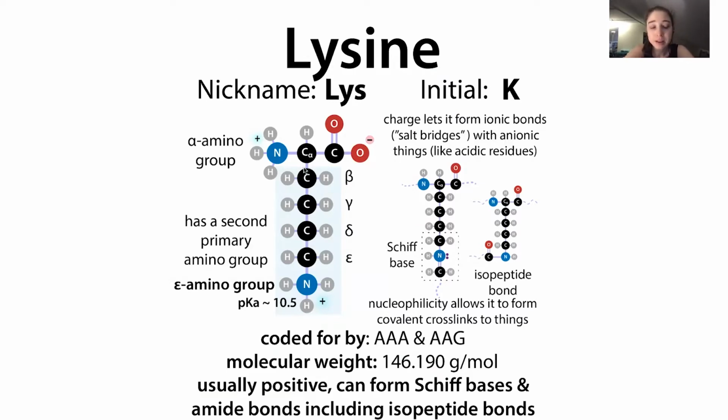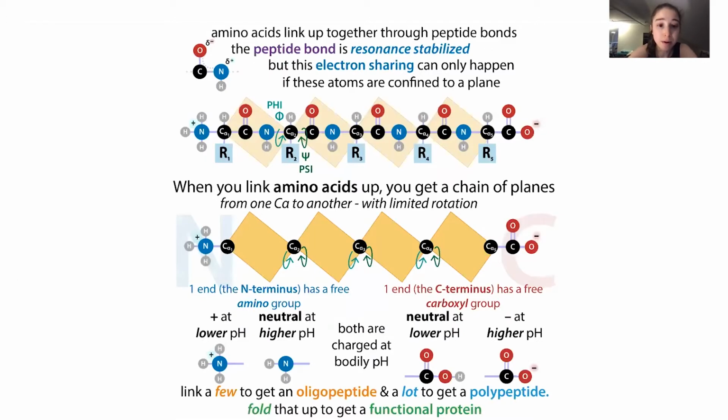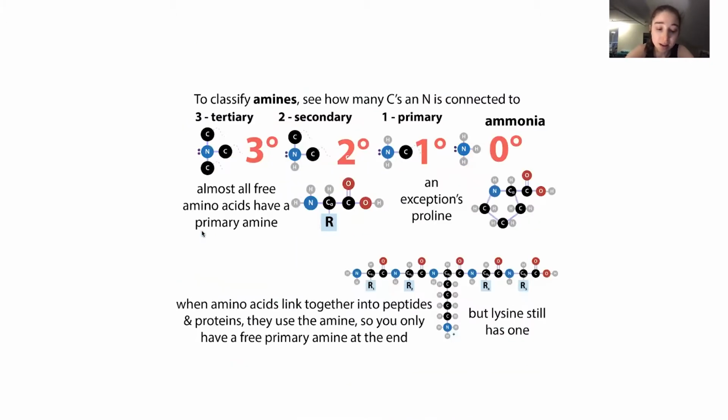So this positive charge is coming from this epsilon amino group. And this is the alpha amino group, and this is the one that all of the amino acids have, but they lose it when they link up in peptide bonds. They're going to lose that amino group because it's being used to form this peptide bond. So when you link up amino acids, they're only going to have a free primary amino group at the end, and then wherever you have a lysine.